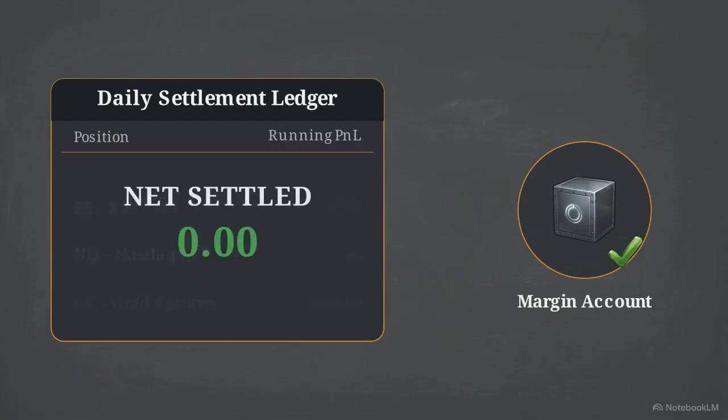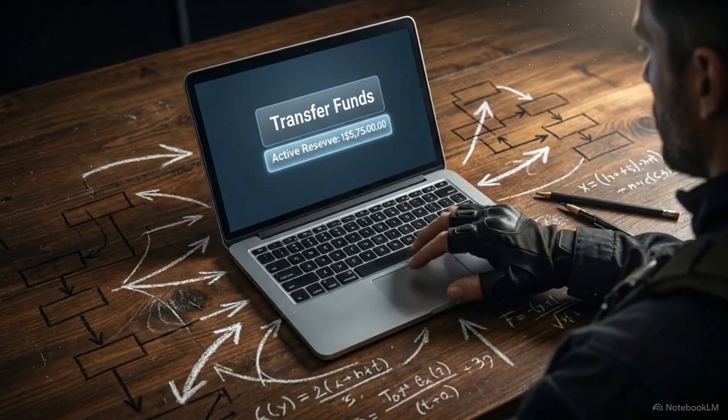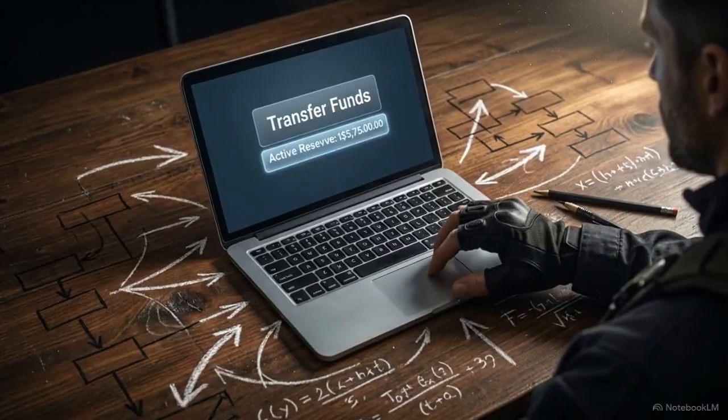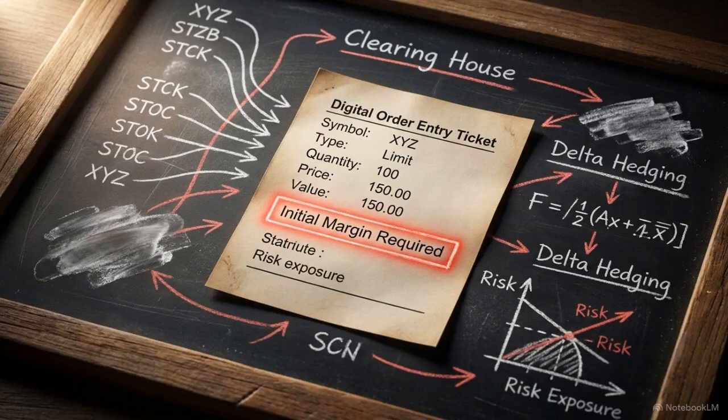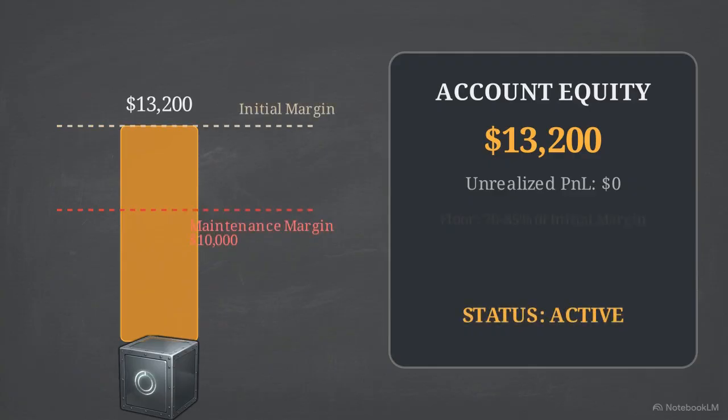To step onto the field and open one standard ES contract, your broker requires an initial margin deposit. Depending on market volatility, that entry ticket sits around $13,200. Below that initial deposit sits a strict floor called the maintenance margin. This is an absolute red line drawn by the exchange, typically set at 70 to 85% of your initial margin. Your equity cannot cross this line.